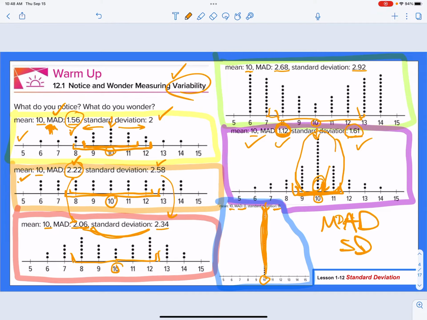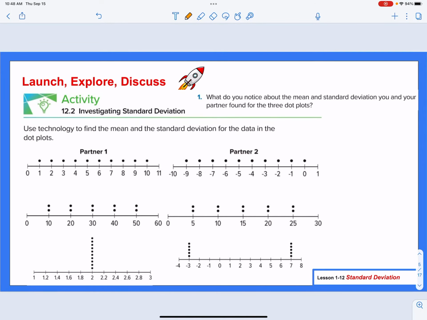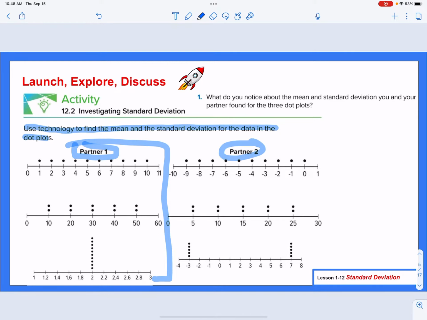And that's what we're going to be talking about in today's lesson, standard deviation. We're going to use technology to find the mean and standard deviation for the data in the dot plots. Partner 1 has this group of dot plots, and partner 2 has this group of dot plots. What we want to do is look at them, use technology to find the mean and standard deviation, and see what we notice about those two points, okay?